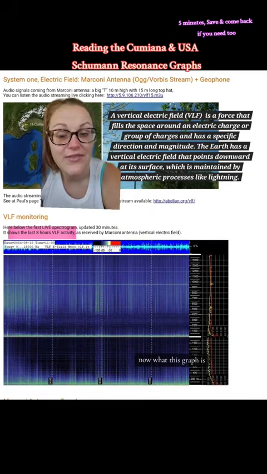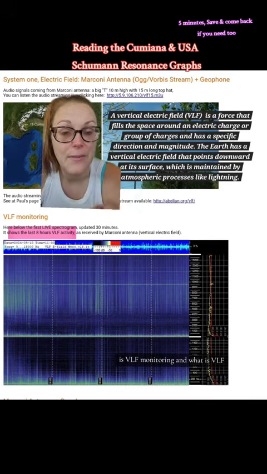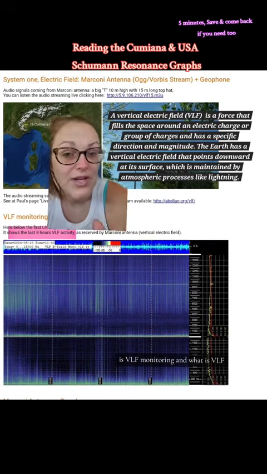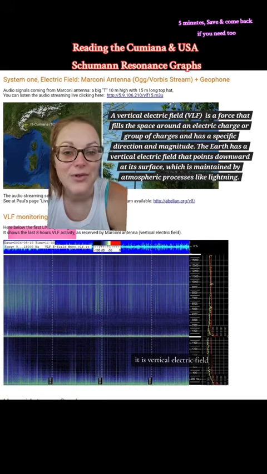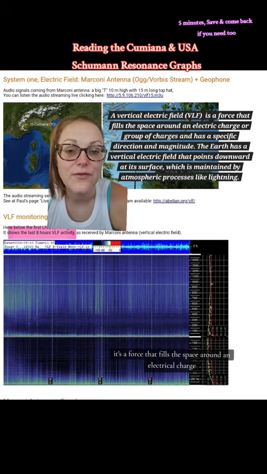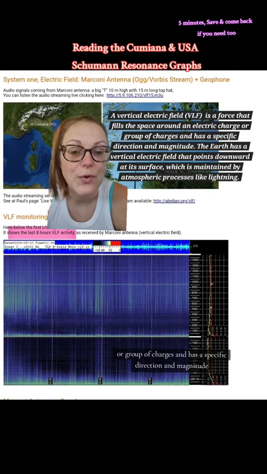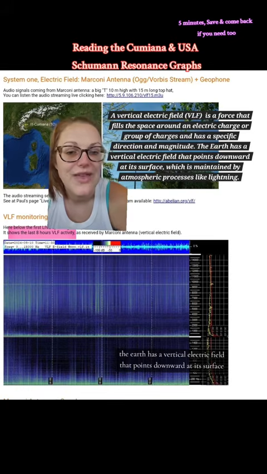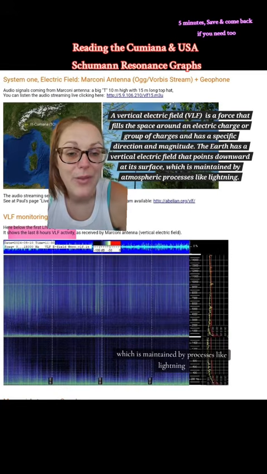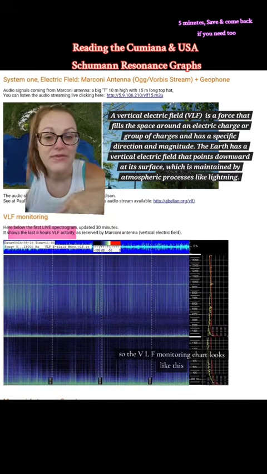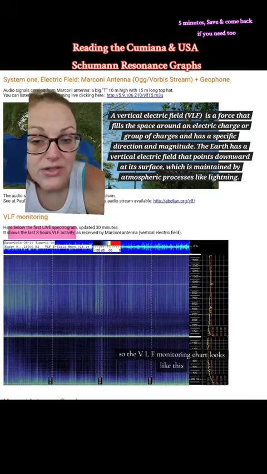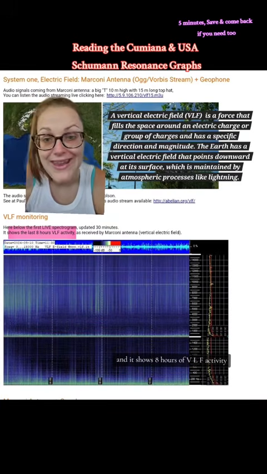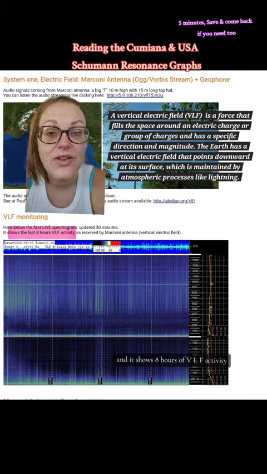Now, this graph is VLF monitoring. And what is VLF? It is vertical electric field. It's a force that fills the space around an electrical charge or group of charges and has a specific direction and magnitude. The Earth has a vertical electric field that points downward at its surface, which is maintained by processes like lightning. So the VLF monitoring chart looks like this, and it shows 8 hours of VLF activity.